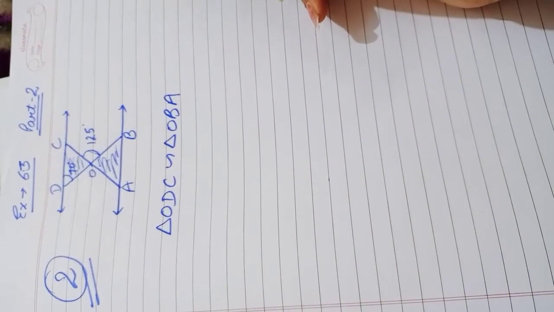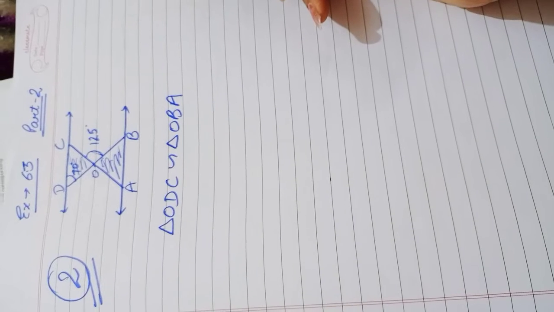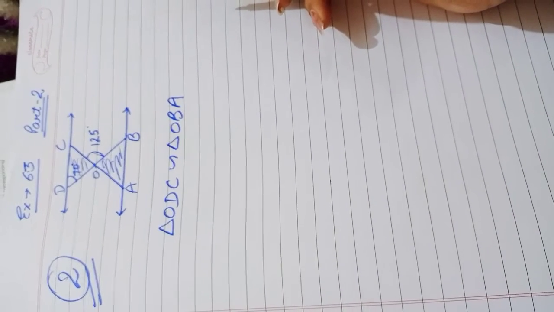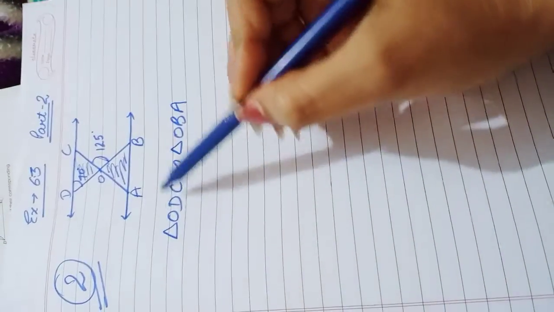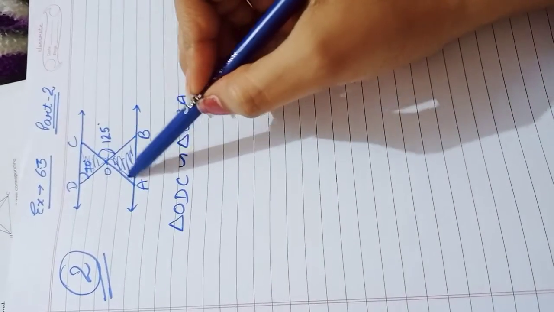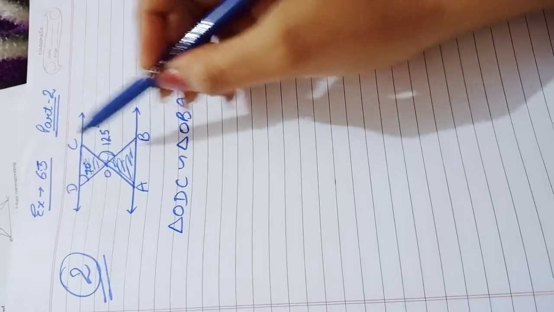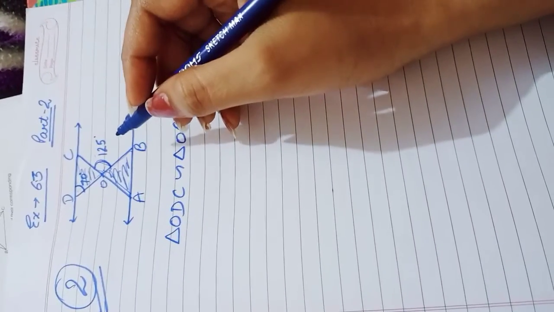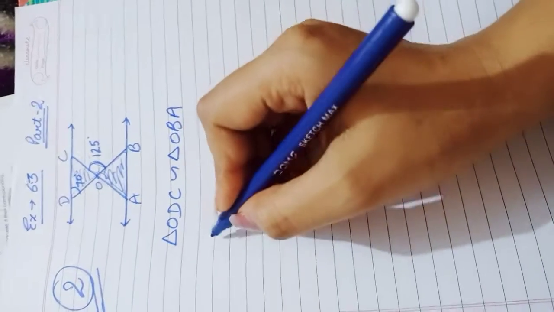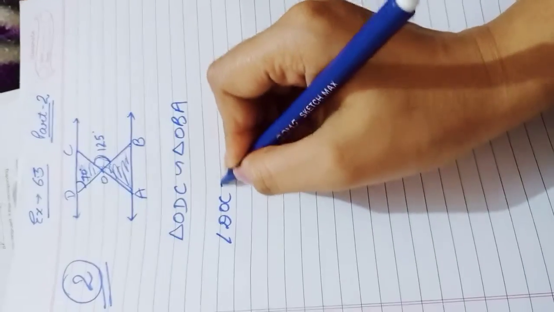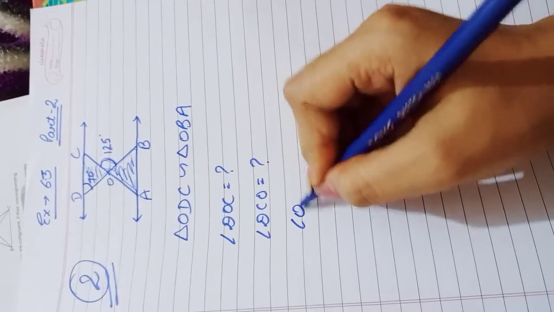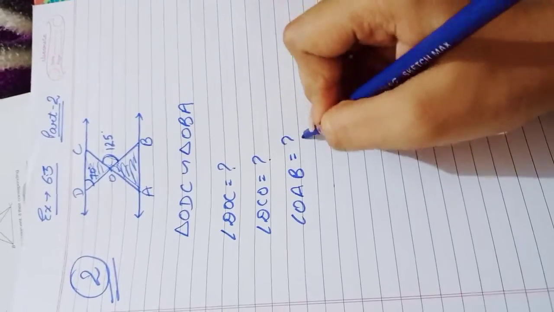Today in this video we are going to start with the second part of exercise 6.3. In this question, I'm going to start with the second question, in which triangle ODC is similar to triangle OBA, given to you. This angle is 145 and this angle is 70 degrees. So what you have to find: angle DOC, angle DCO, angle OAB. These three angles you have to find.